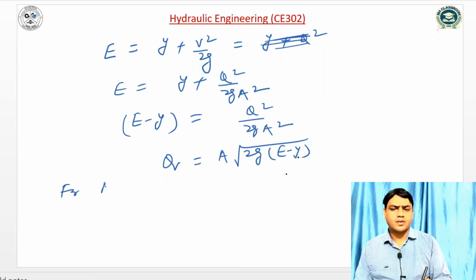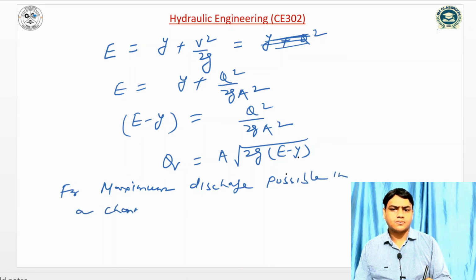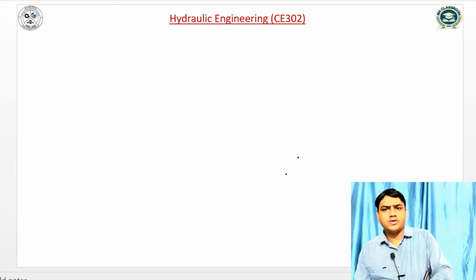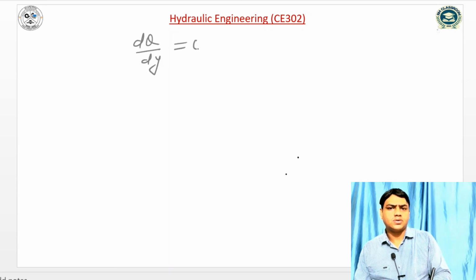So for the maximum discharge possible in a channel for a given value of specific energy E1, what should I do? dQ by dy is equal to 0.